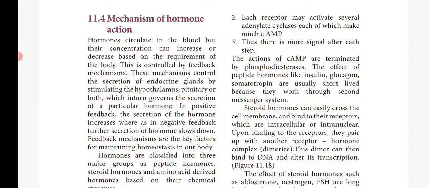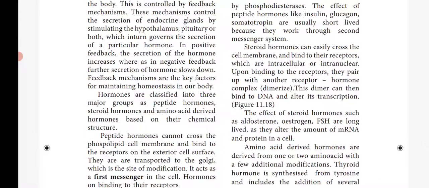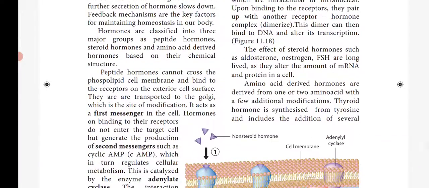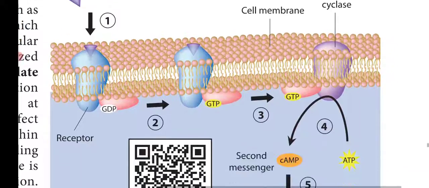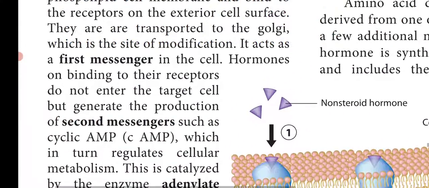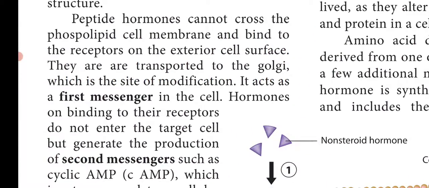homeostasis in our body. The hormones are classified into three major groups. One is peptide hormones, another is steroid hormones, and the other one is amino acid derived hormones, which are based on the chemical structure. The peptide hormones, in this picture you can see, cannot cross the phospholipid cell membrane. So, they bind to the receptor on the exterior surface of the cell membrane.